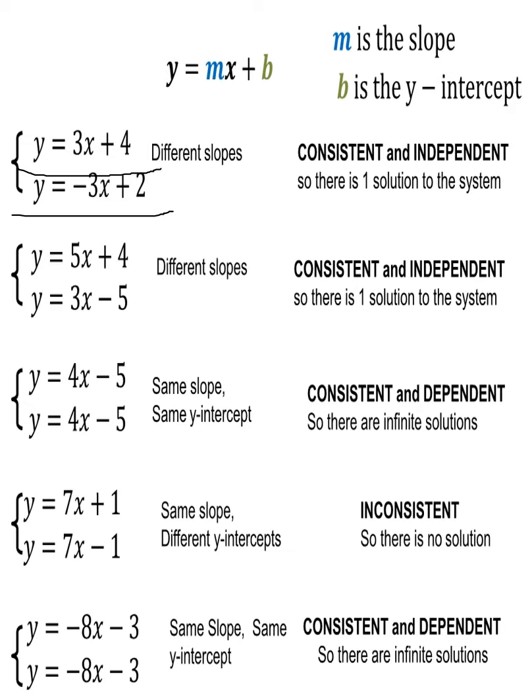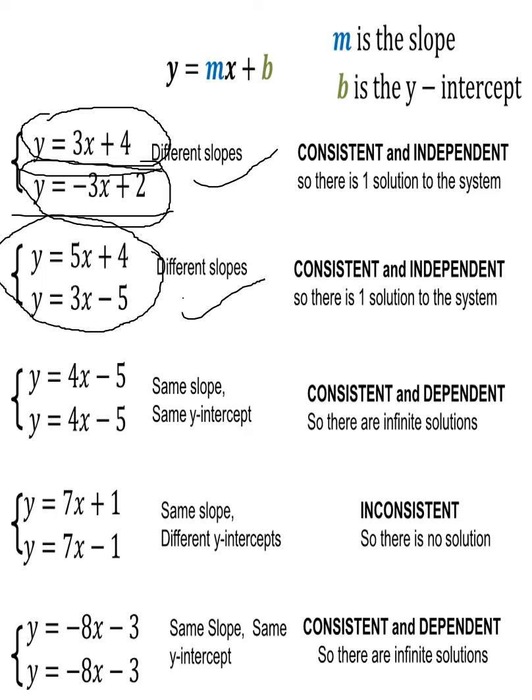Now just check what m is. m is minus the coefficient of x divided by the coefficient of y. That means the slope here, in the equation y = 3x + 4, the slope is 3, whereas the slope in the equation y = -3x + 2 is -3. That is, they have two different slopes. Similarly, we can check in this pair that we will have two different slopes.